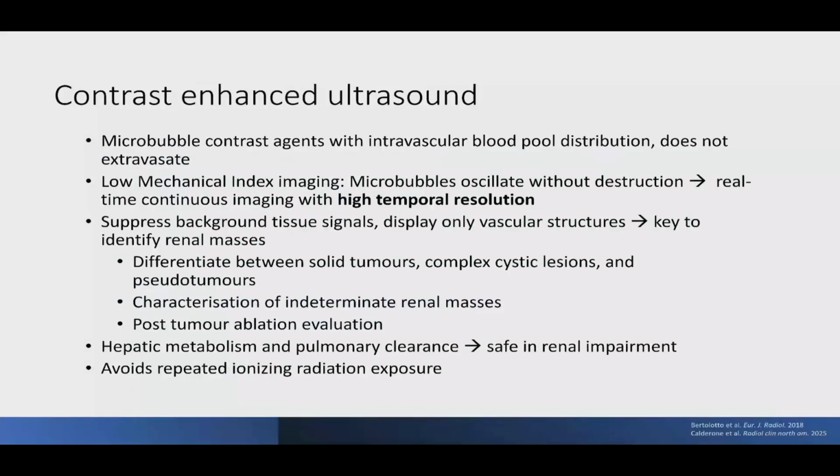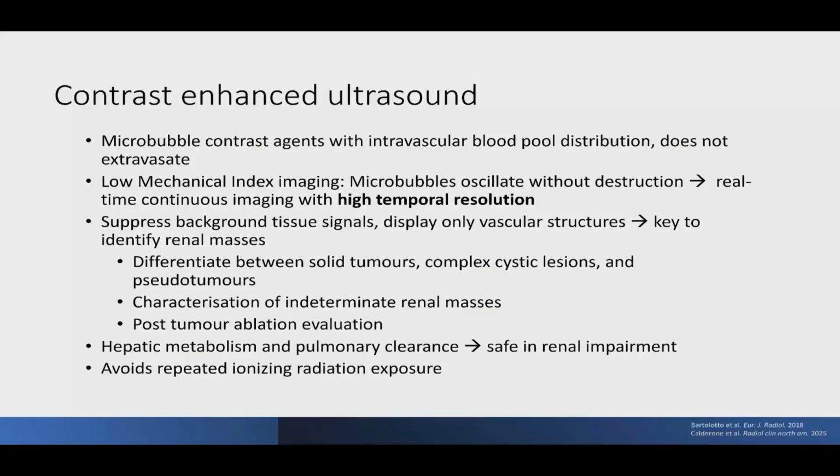Contrast enhanced ultrasound has been gaining some traction in RCC as a potential modality to assess lesions. It involves the intravascular injection of microbubble contrast that have an outer surfactant shell and an inner gaseous core. Because of their mechanical properties, the microbubbles allow for continuous imaging and really high temporal resolution.